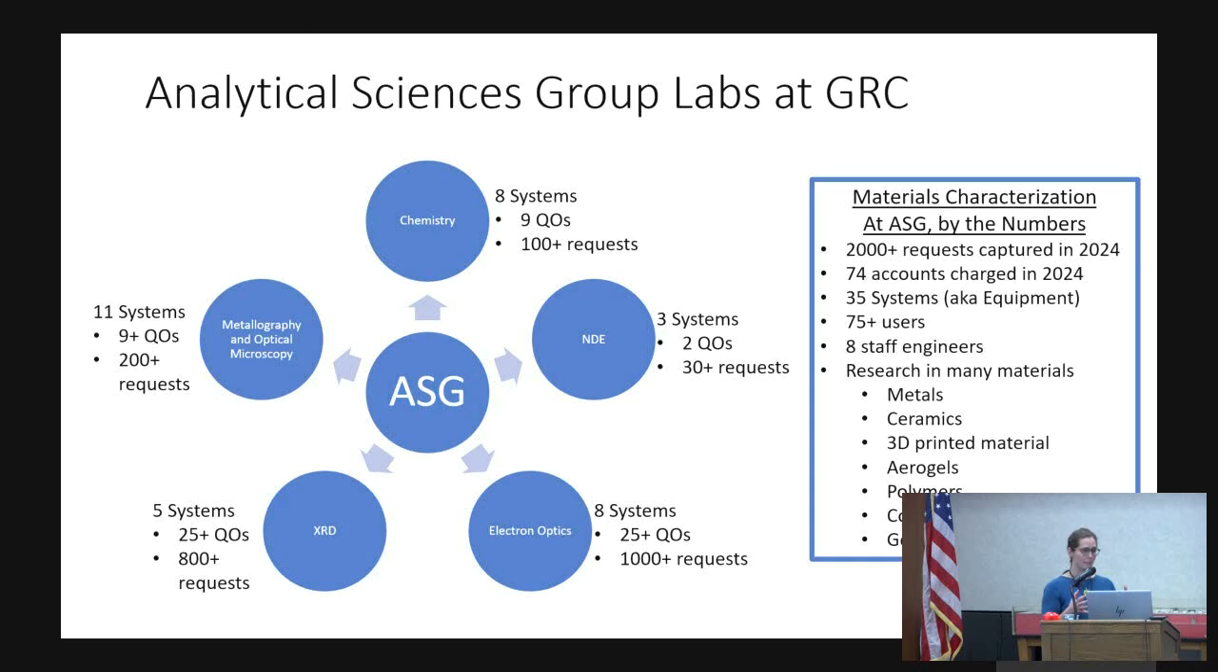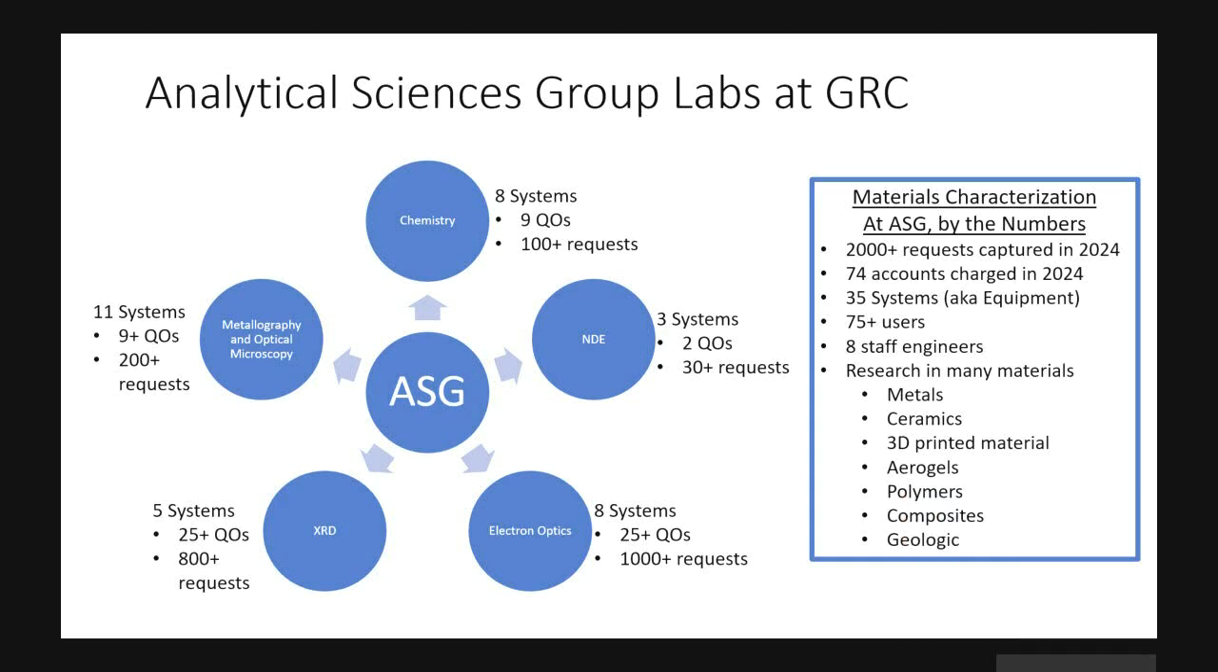We consist of 5 labs. So we do materials characterization. So we have a chemistry lab, non-destructive evaluation, electron optics, there's a lot of electron microscopes, X-ray diffraction, and metallography and optical microscopy, and just some numbers by that on the side. So we are a user lab, as well as we have some dedicated staff engineers who use the equipment.